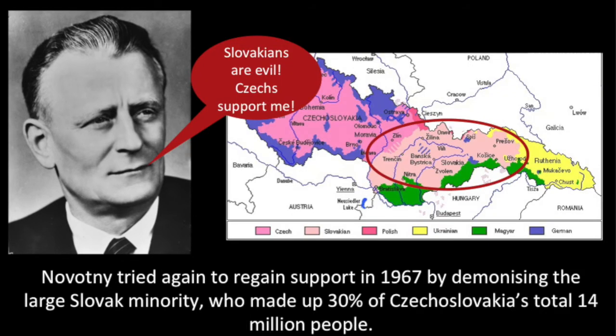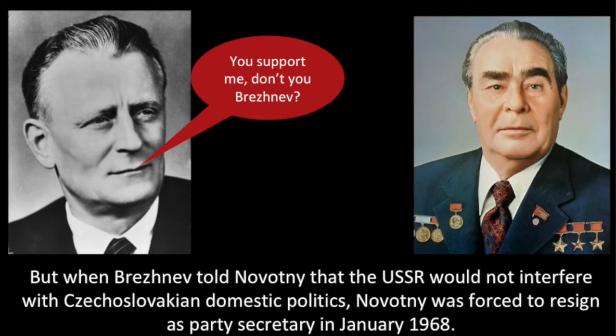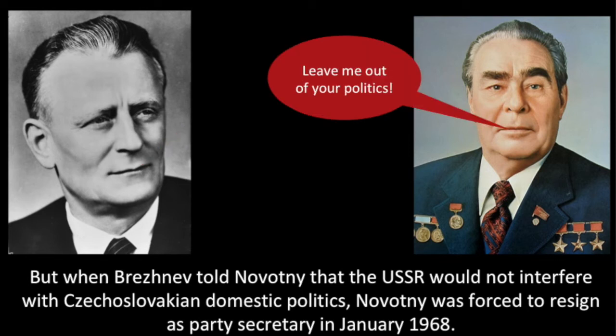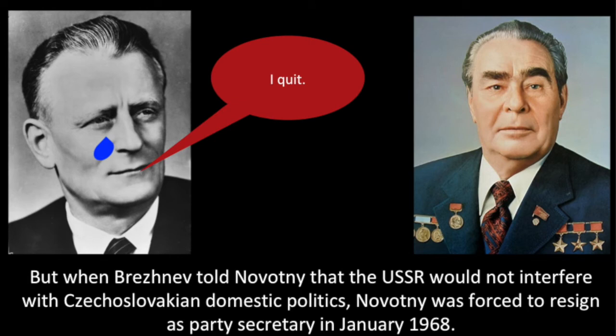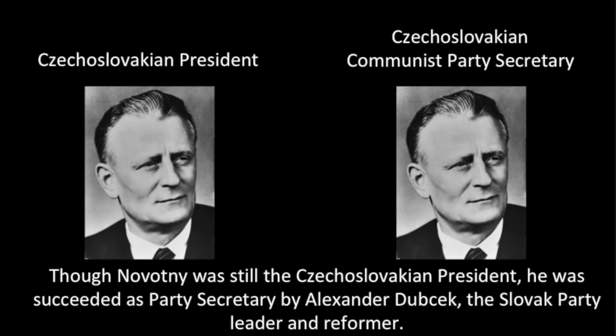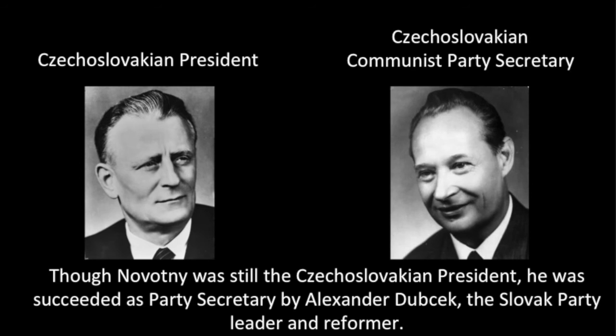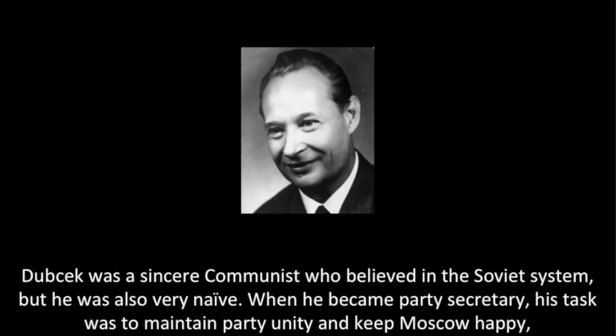Novotny tried to regain support in 1967 by demonising the large Slovak minority who made up 30% of Czechoslovakia's total 14 million people. But when Brezhnev told Novotny that the USSR would not interfere with Czechoslovakian domestic politics, Novotny was forced to resign as party secretary in January 1968. Novotny was still Czechoslovakian president, but he was succeeded as party secretary by Alexander Dubček, the Slovak party leader and reformer. Dubček was a sincere communist who believed in the USSR system, but he was also very naive.